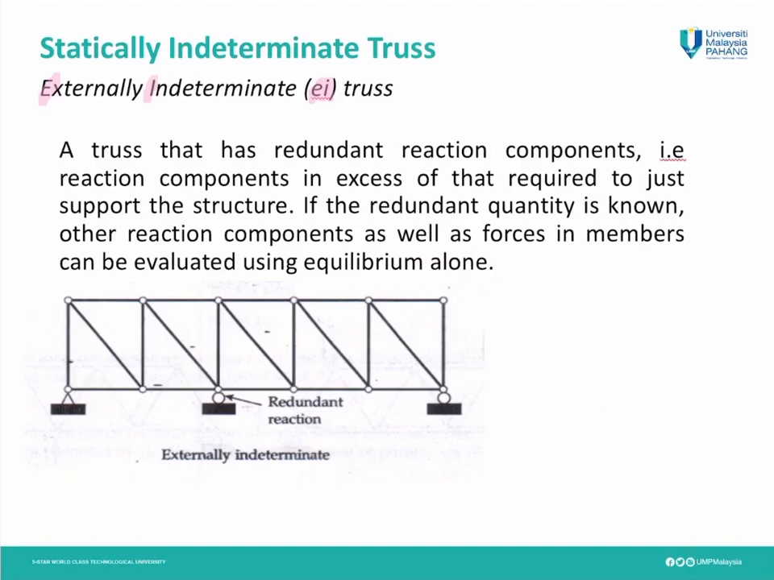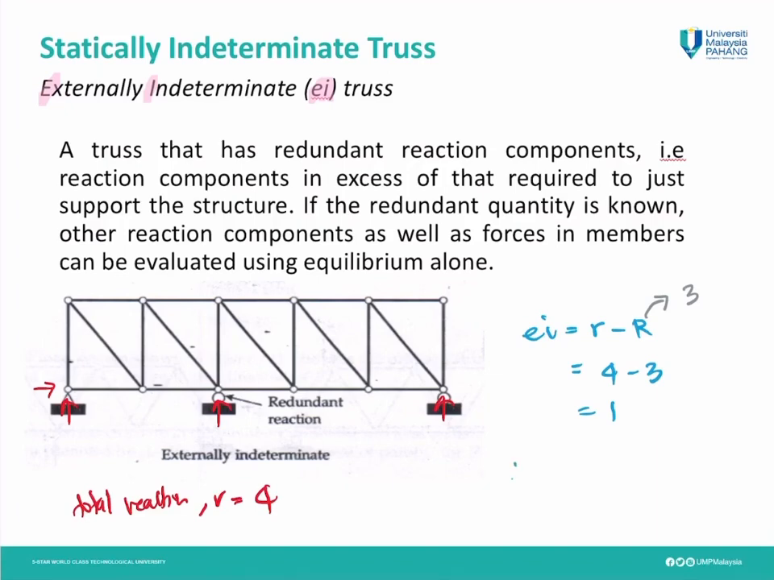Always remember, we have to check the external redundant first. From this reaction, we know we have a pin, which is reaction X and Y. This one is a roller. This one is a roller. That means total reaction is 4. Small r equal to 4. EI equal to small r minus capital R. Normally, the capital R equal to 3. 4 minus 3 equal to 1. Thus, we have one redundant reaction. Therefore, we can take out this support easily.